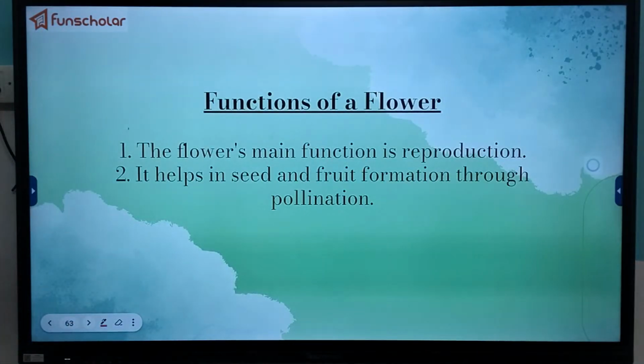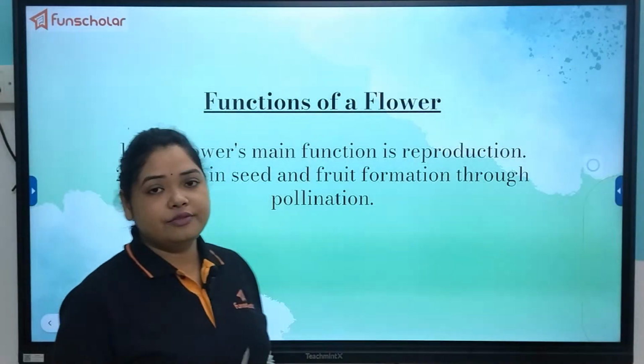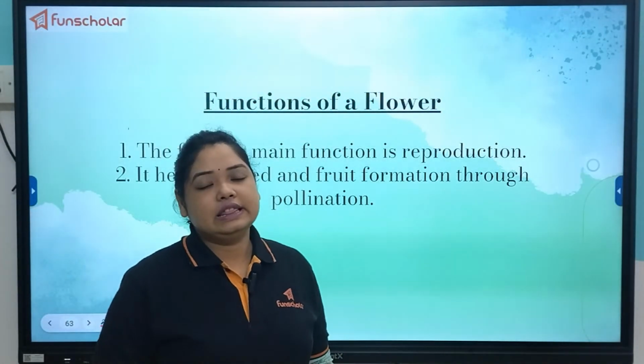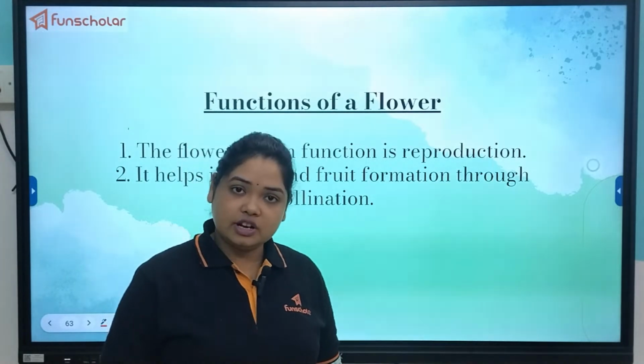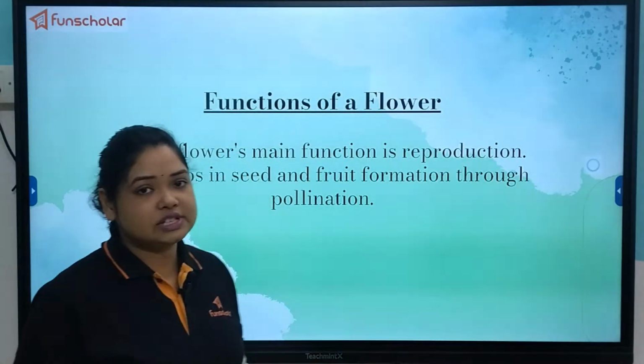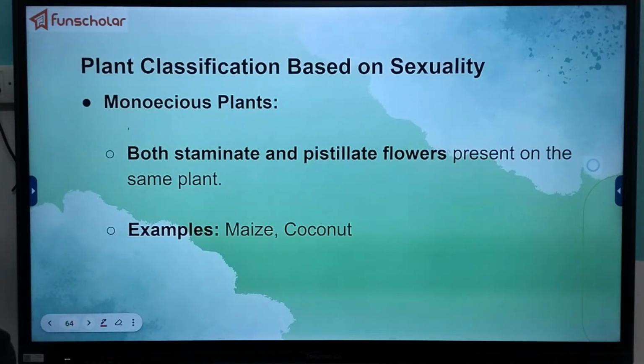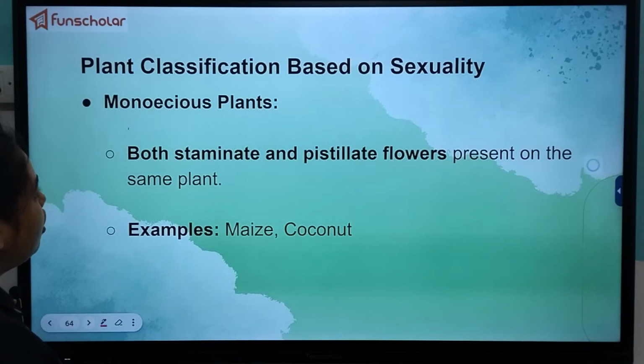The functions of the flower: we know the main function is reproduction, and the flower also helps in seed and fruit formation, because after fertilization, that means in the post-fertilization event, the ovary gets converted into the fruit and the ovules get converted into seeds. Now, classification of plants based on sexuality.